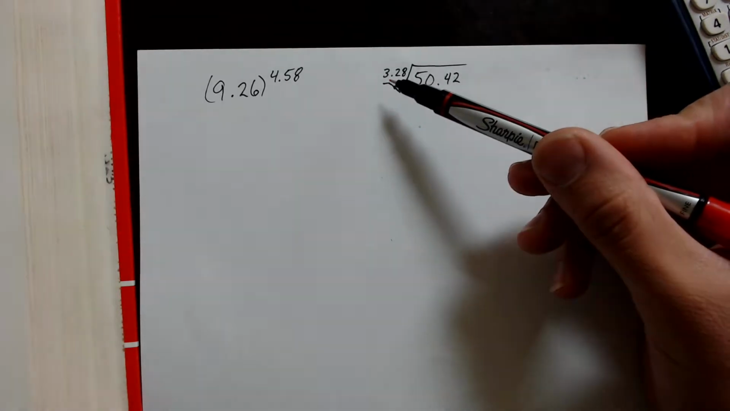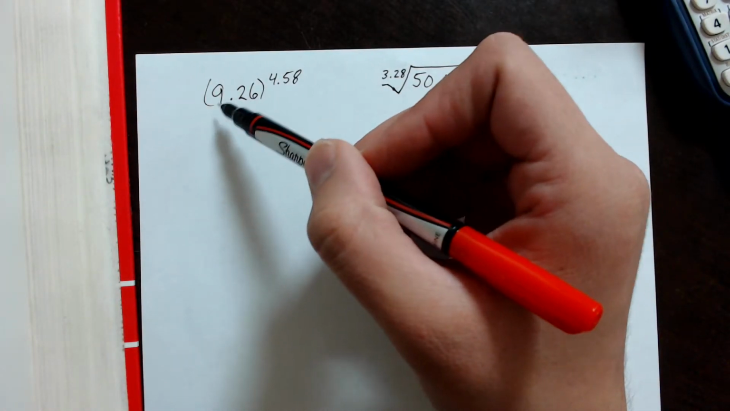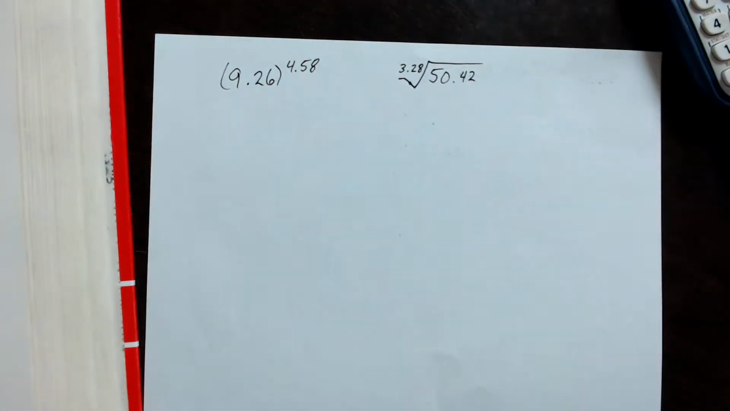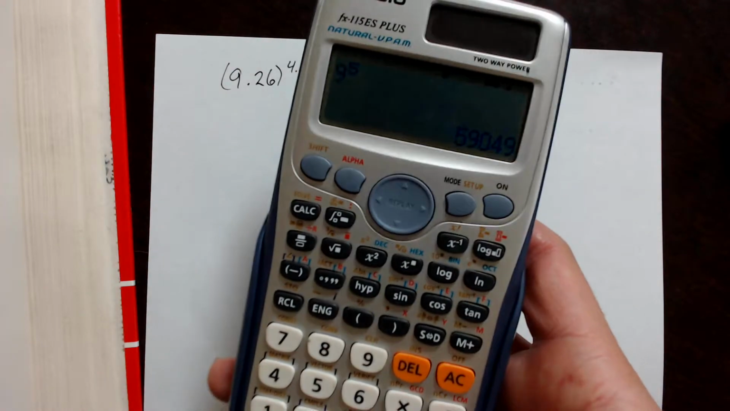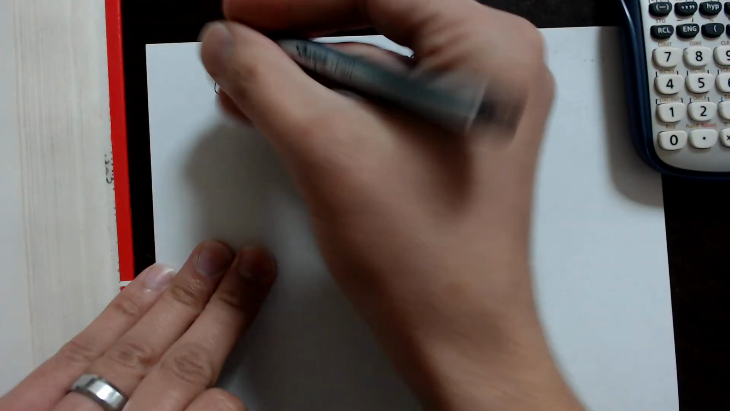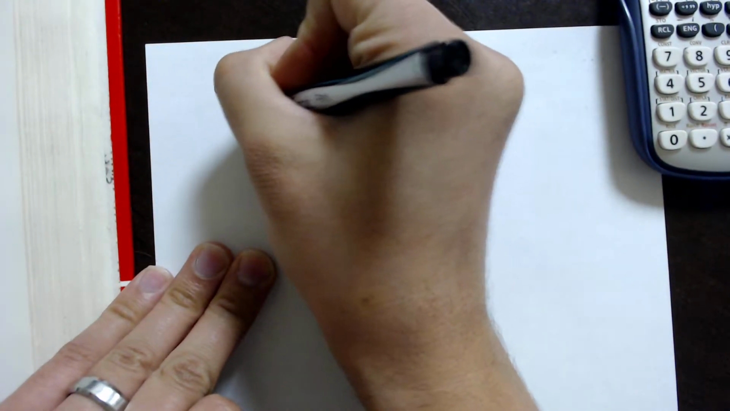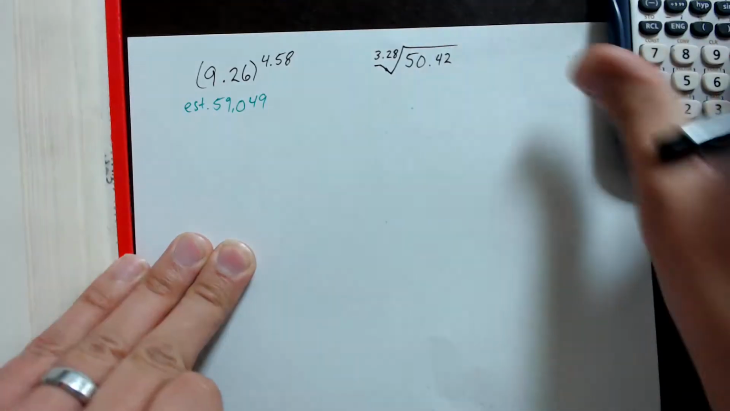Here we would use, well, we'll start here. So we just round. We'd round this down to 9. We'd probably round that up to 5. So then we just estimate 9 to the power of 5. Which if we use our calculator, we'll just type 9 exponent 5 equals. So this estimate should be somewhere around 59,049. So that's our estimate here.